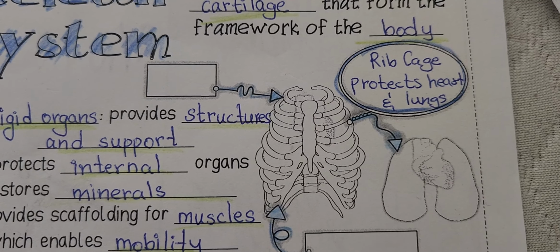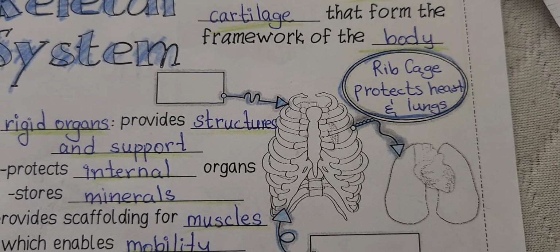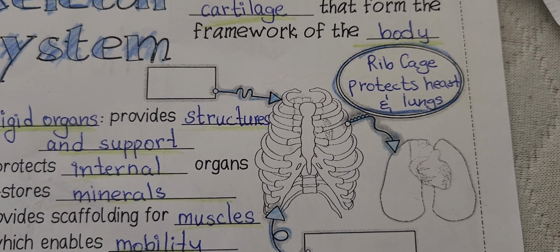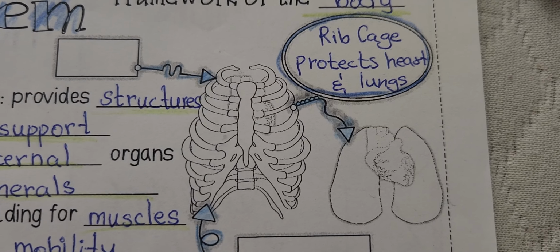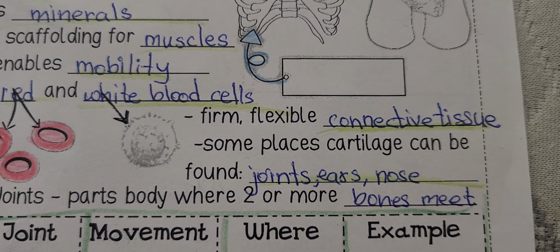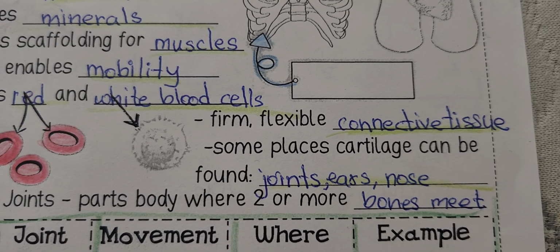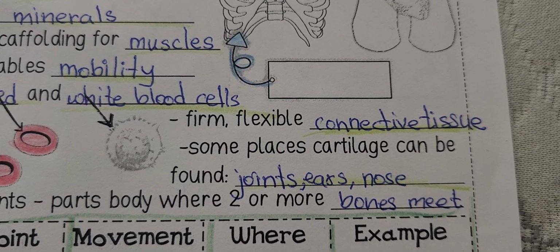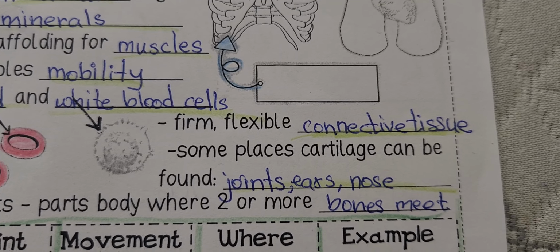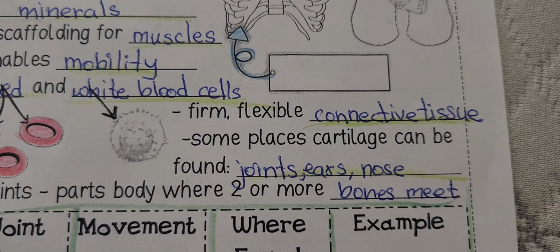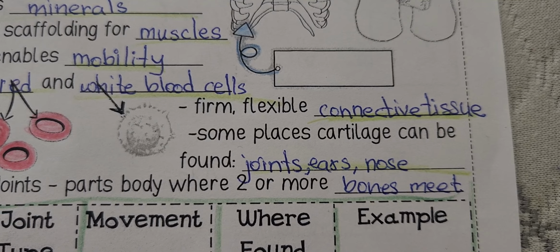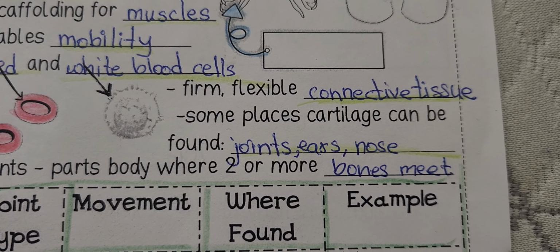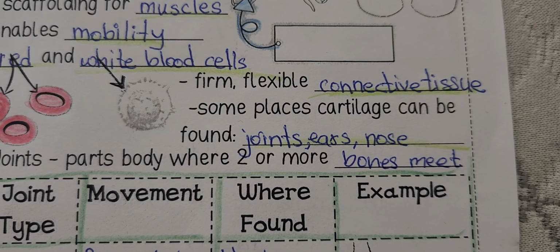This is an example of a part of the skeletal system that provides structure and support and protects our internal organs. It's the rib cage, and it protects our heart and our lungs. Here are some quick points about the skeletal system. Number 1, our skeletal system is firm and it is a flexible tissue or a flexible connective tissue. So there's something called cartilage in our skeletal system. Some places where cartilage can be found are joints, ears, and noses.